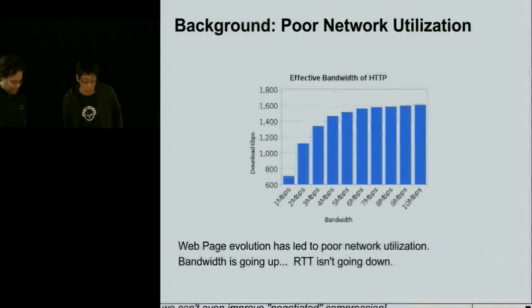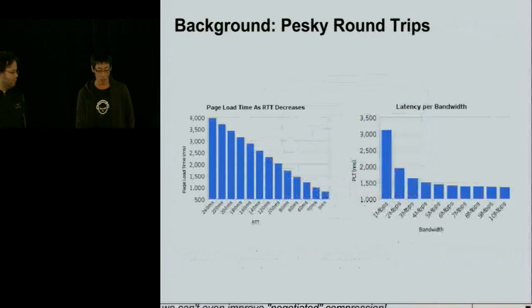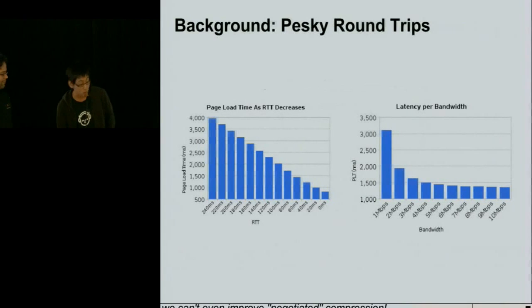Yeah, so basically what this graph is telling you is that RTT is important. We've seen big increases in bandwidth capabilities, but the speed of light is not getting any faster, and RTT matters. So even though we have more bandwidth available, the actual usable bandwidth by web pages is not improving. So yes, round trip times matter. Basically, more data to show that RTT matters.